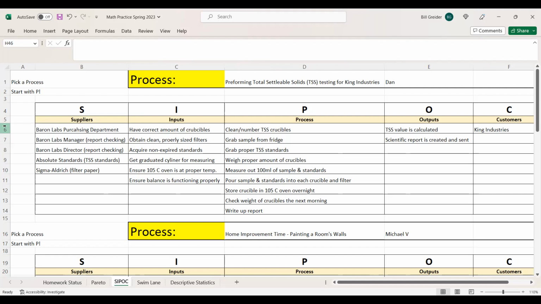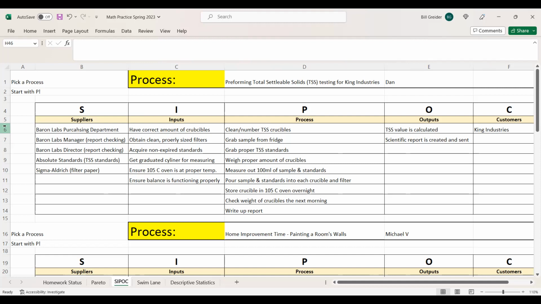In terms of the inputs, it's just having all the factors that go into making sure the test is performed properly. So having the correct amount of crucibles ready, the filters that actually house the samples once they are filtered, and that's what's being analyzed and reported. So having properly sized and clean filters, making sure all the standards are in order and not expired, and ensuring all of the lab equipment like the oven and the balance are functioning.